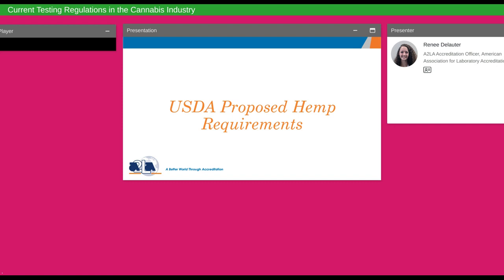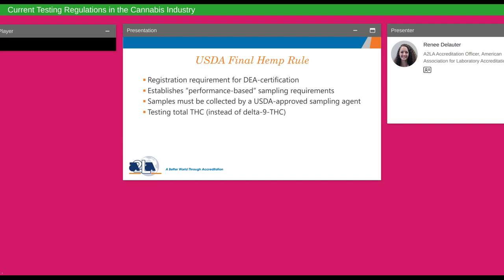Okay, so now I'm going to move on from cannabis to the USDA hemp final rule. So what prompted the USDA to get involved? In the United States, the USDA regulates agricultural exports and goods, which now includes hemp. Hemp is now being cultivated for many purposes in the U.S., including manufacturing CBD and CBG products.